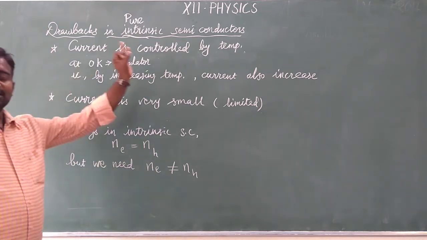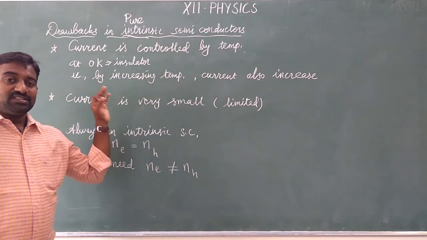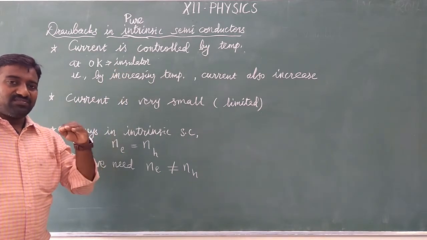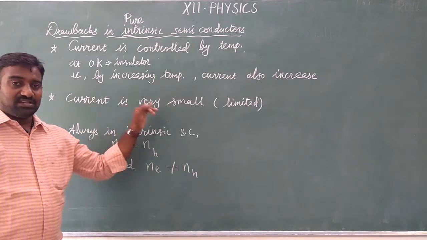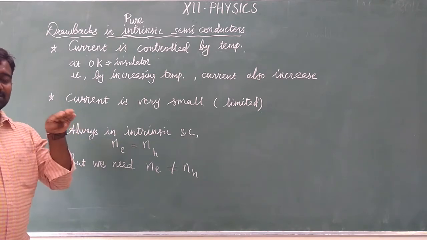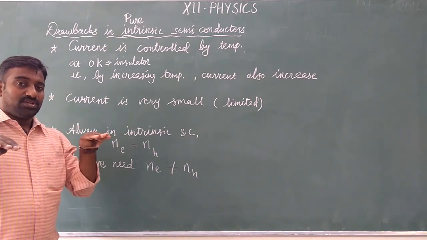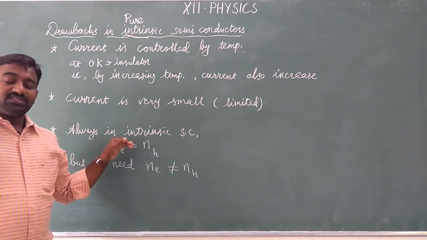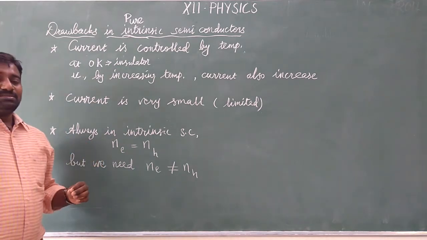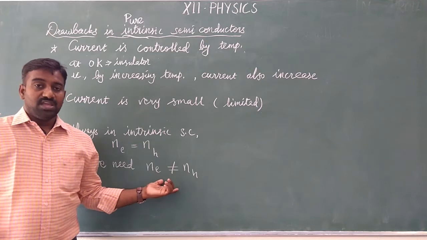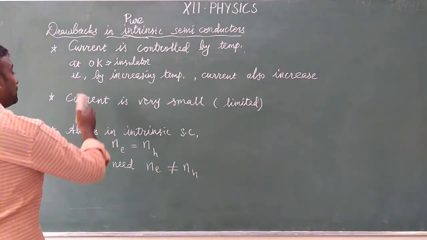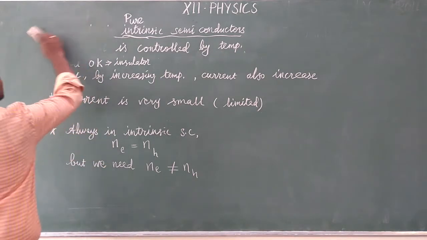So these are the three important drawbacks in a pure semiconductor, that is intrinsic semiconductor. First one, the current is controlled by temperature. At 0 Kelvin, the intrinsic semiconductor acts as an insulator. At room temperature, there is a conductivity, but it is very, very less, that is limited. Moreover, in intrinsic semiconductor, the number of electron-hole pairs is equal. But for the best conductivity, the electron-hole pairs should not be equal. So these are the three drawbacks. Next, we are going to see the second important type of semiconductors, extrinsic semiconductor.